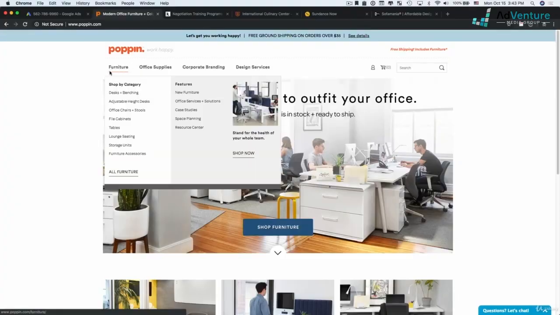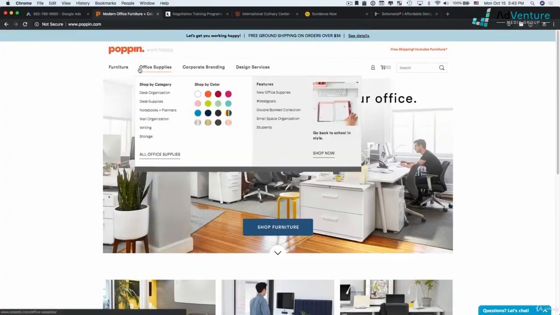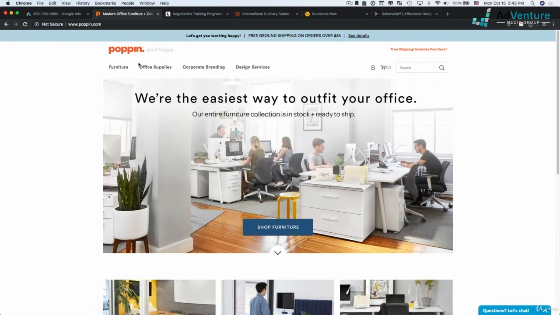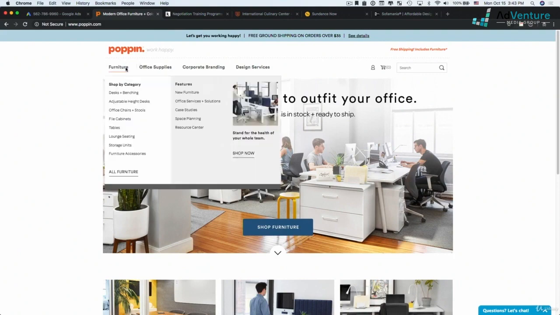In this case, there's two different ways that are obvious to me that you could start off building out these campaigns. One is I could have my campaign set up at the top level categories of this navigation. So I can have a campaign for furniture, a campaign for office supplies, a campaign for corporate branding, and a campaign for design services. My ad groups would then potentially be the subcategories of that primary navigation.